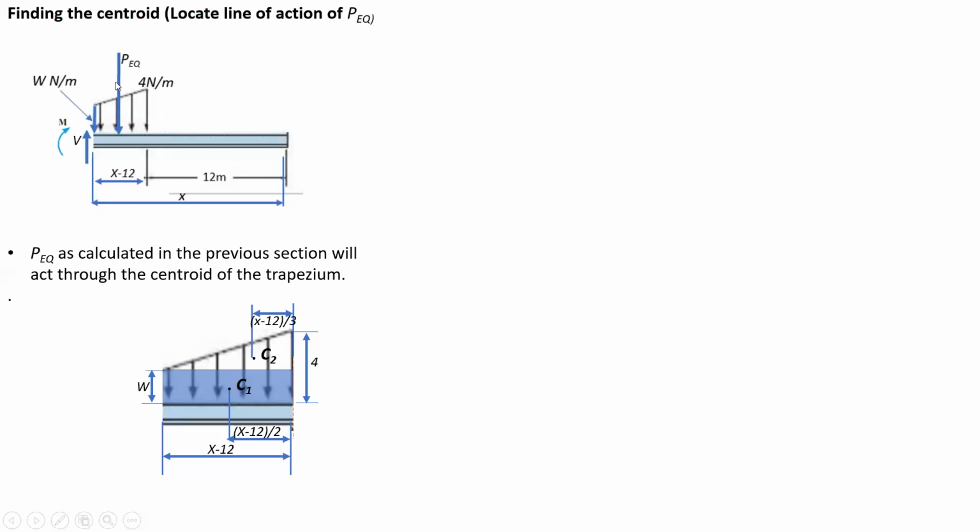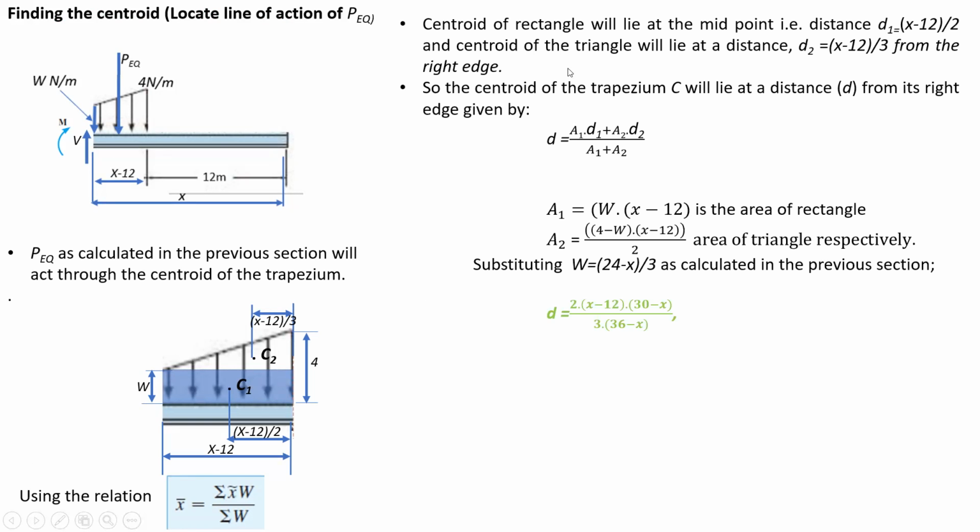As the P equivalent calculated in the previous section will act through the centroid, here in this figure we can see that the trapezium can be subdivided into a rectangle as well as a triangle. And the centroid of the rectangle will lie at the midpoint, that is at a distance of (x minus 12) by 2 from the right edge as well as the left edge. And the centroid of the triangle will lie at a distance (x minus 12) by 3 from the right edge. And these distances will be D1 and D2 respectively.